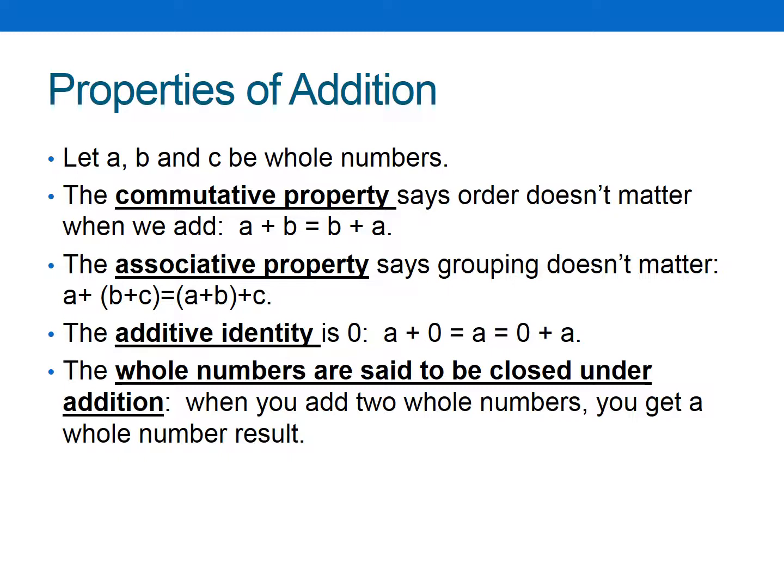There's also what we call an additive identity. An identity is somebody who lets the other guy always keep his identity. So if I add any number to 0, the answer is going to be that any number. Right? 3 plus 0 gets to stay 3. 0 plus 5 gets to stay 5. So 0 is sort of an identity preserver when we add. And finally, the whole numbers are said to be closed under addition. So notice that if I add 2 whole numbers, the answer has to be a whole number every single time.